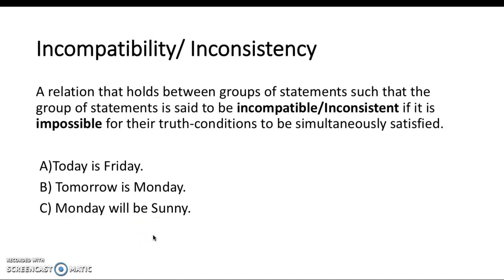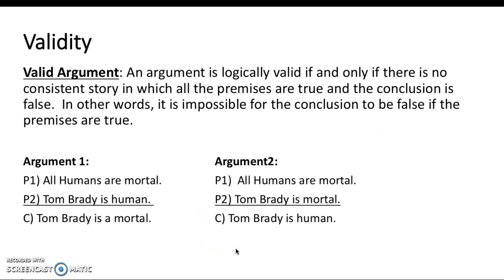So what it means for statements to be incompatible is that not all the statements can be true simultaneously. So some of them are going to be true, but other ones aren't, right? So in order for statements to be compatible or consistent, they all have to be true at the same time, or should be able to be true at the same time. In order for statements to be incompatible, it means that they can't all be true at the same time.